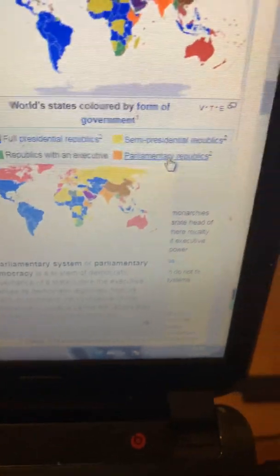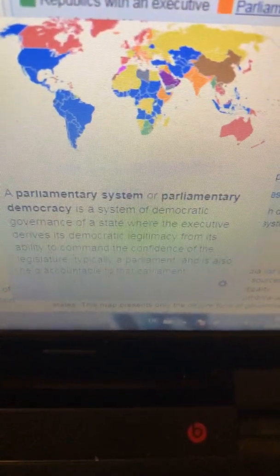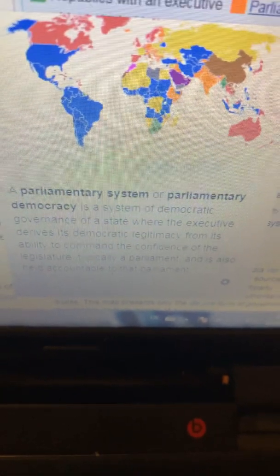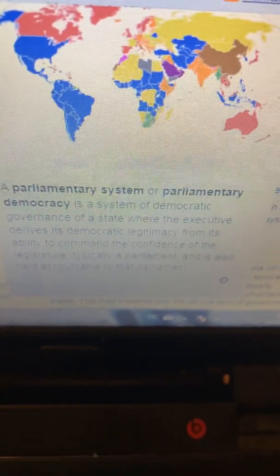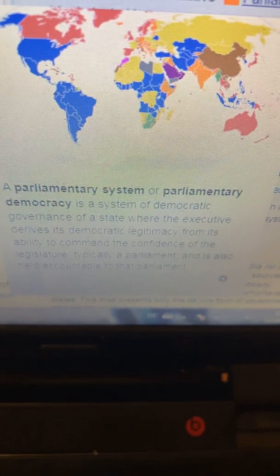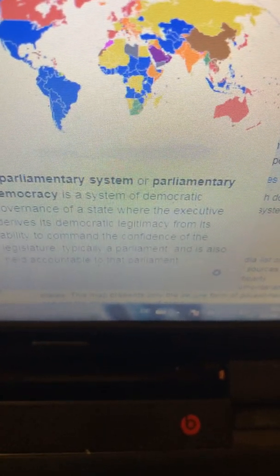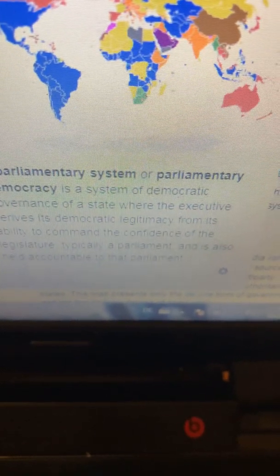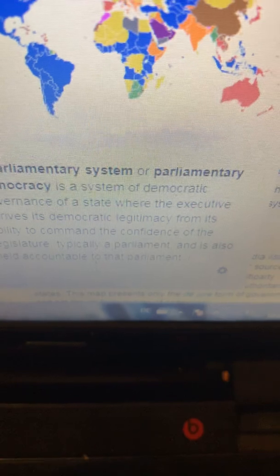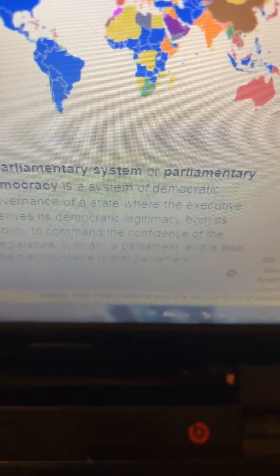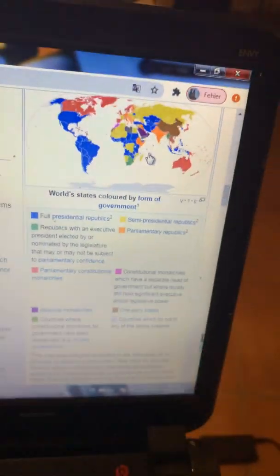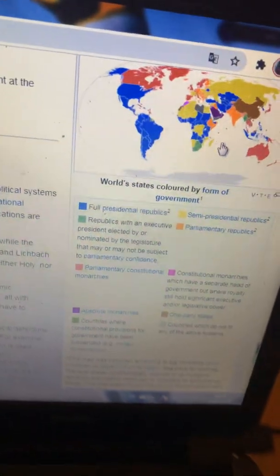And parliamentary republic or parliamentary democracy is a system of democratic government of a state where the executive derives its democratic legitimacy from its ability to command the confidence of the legislature. Typical in India, in Germany, and in most European countries like Germany.